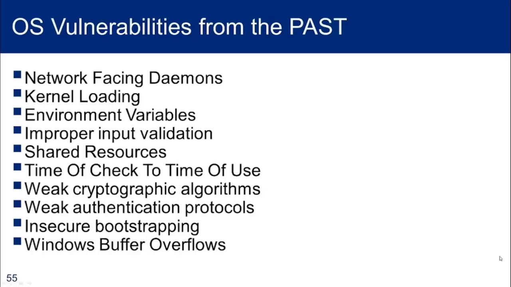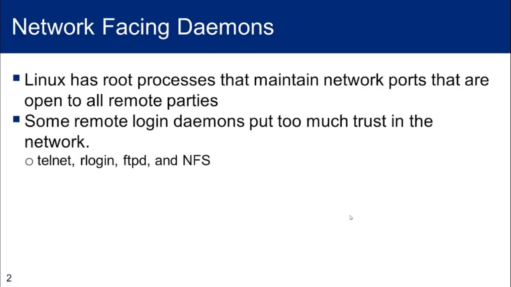This is a list of the attacks we will review in this submodule. Many of these examples are taken from Operating System Security by Trent Jaeger. Examples of network-facing daemons in Linux that provide access via network ports are SSHD, FTPD, and SendMail. Processes that are network accessible and don't protect themselves from remote input are susceptible to remote attack, especially buffer overflow attacks. Some of the remote login daemons that have been too trusting are Telnet, rlogin, FTPD, and NFS.